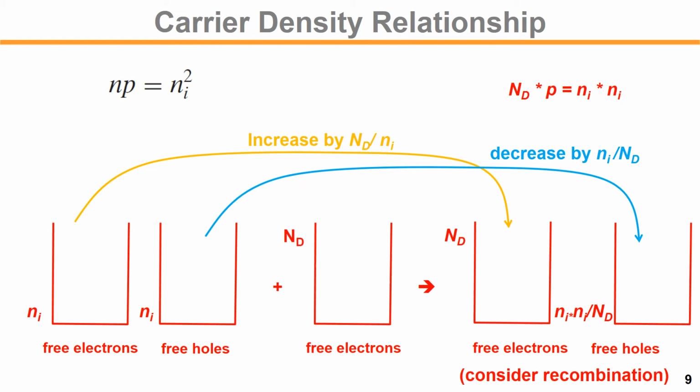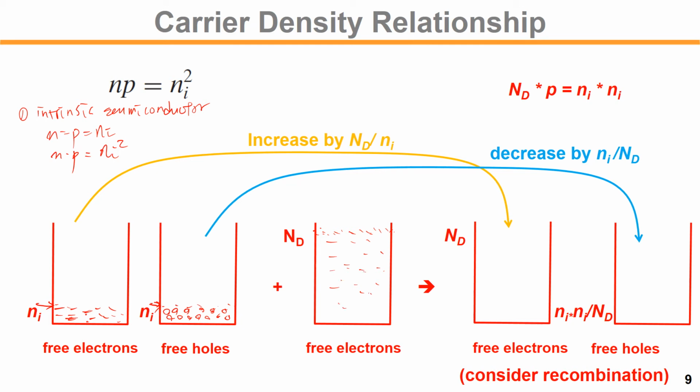I visualize baskets. One basket holds the electrons, the other one holds free holes. In an intrinsic semiconductor, we have the same number of electrons and holes, about the same amount. So N equals P equals Ni, so N times P is Ni squared. We know that.